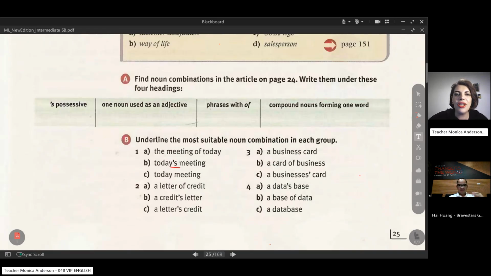Now let's have a look at this part. Let's find combinations in the article. Okay, so look. Underline the most suitable noun combination in each group. Let's do this part together. Part B. So let's do this one together.